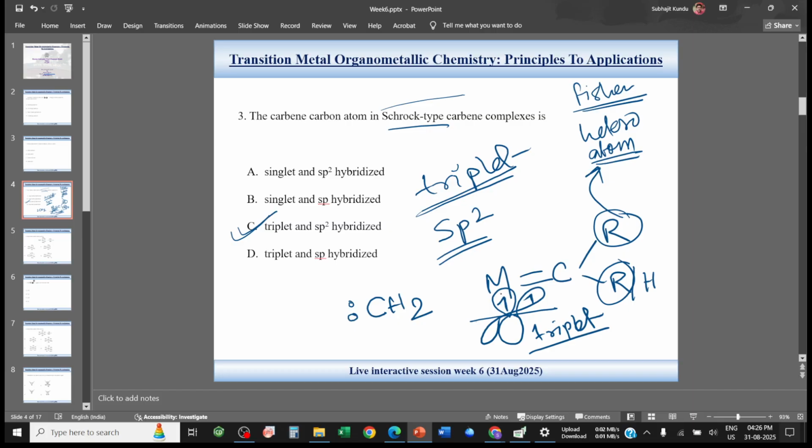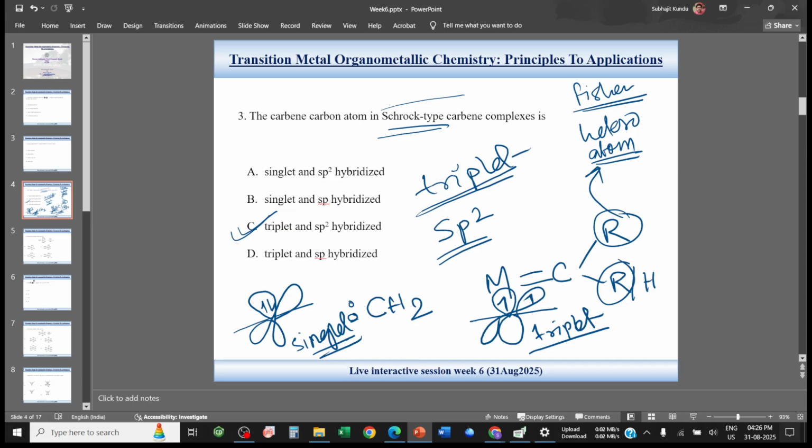If they are in the same orbital, then we call it a singlet carbene. Here, for this type of carbene it becomes triplet and the hybridization is sp2. But sir, in the case of singlet carbene, it forms only a metal-carbon single bond, am I right?